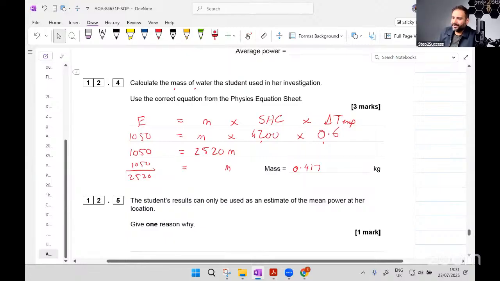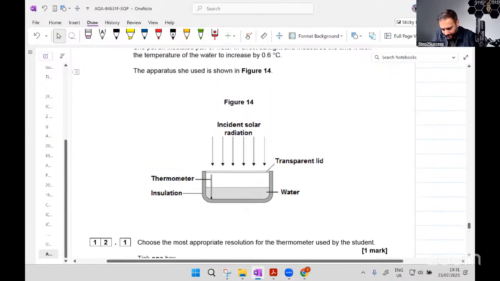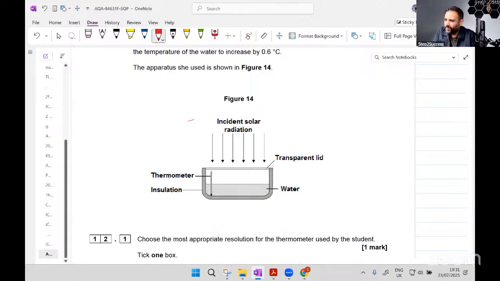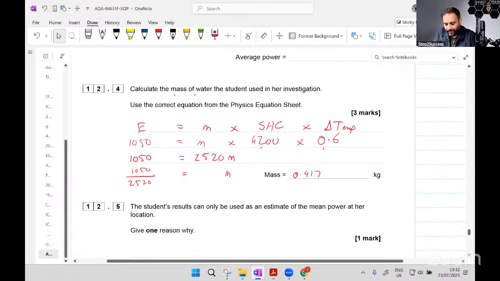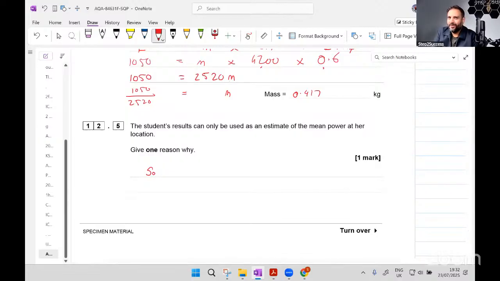The student results can only be used as an estimate of the mean power at her location. Give one reason why. Well, it's only an estimate because we're trying to heat up some water, right? And even though we've insulated this thing, some heat will still be lost to the surroundings. Not all of the heat is being used to heat up this water. So I think the easiest answer is there'll be some energy transfer to the surroundings still, and so you won't capture it on that thermometer. The thermometer's capturing 0.6 degrees, but you're not going to get it all because some of it will be lost to the surroundings.